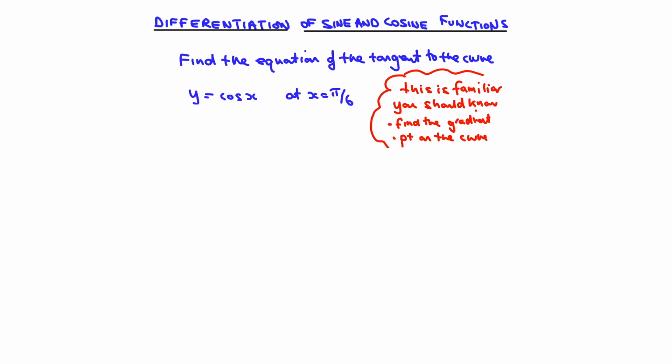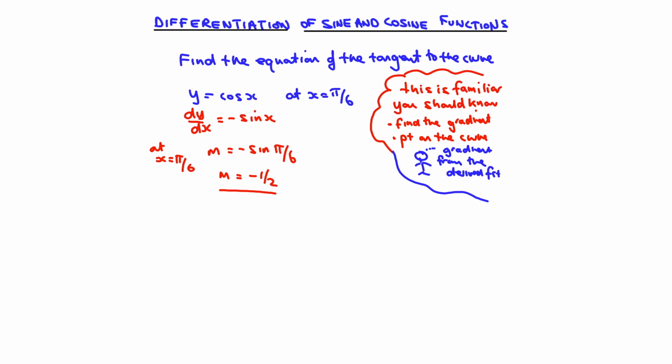Familiar, you should know we need to find the gradient and we need a point on the curve, because that point is also on the line. Gradient we get from the derived function, so let's work that out. Now Leibniz notation this time, dy by dx is equal to differentiate cos x and you get negative sine x. So dy by dx is equal to negative sine x. This gives us another function that will give us access to the gradient.